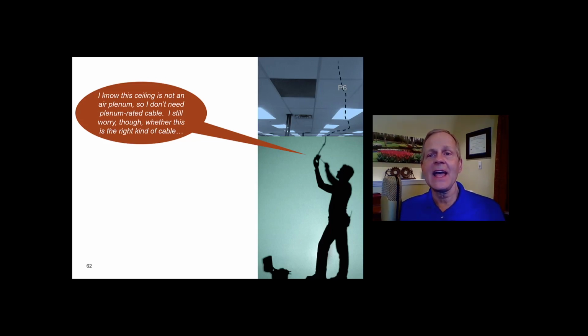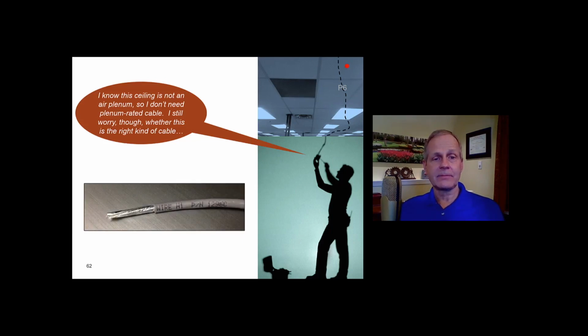Now, the dotted lines that just came up on the screen, that's an indication of where the technician plans on running the wires. So in some cases, we've got the cable laying right over the fluorescent lights. Here's an example of the cable. So once again, the question is, is this the right cable for use in this installation? It's not plenum rated. It's not an air plenum, but the question is, can I use this? So what do you think?